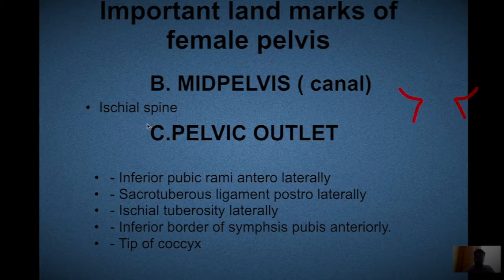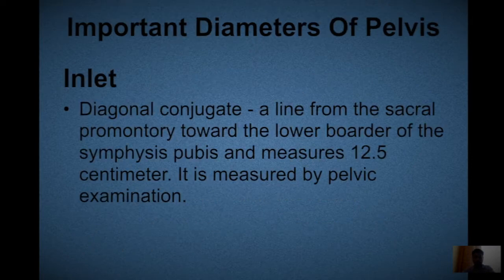Now, about the pelvic outlet, what we should know here is the inferior pubic rami, we know it already. Sacrotuberous ligament, we have told. Then ischial tuberosity, we knew it. Inferior border of pubic symphysis is on anterior part, and tip of coccyx. Now, the main thing is we should know about the diameter of pelvis to become a good obstetrician.